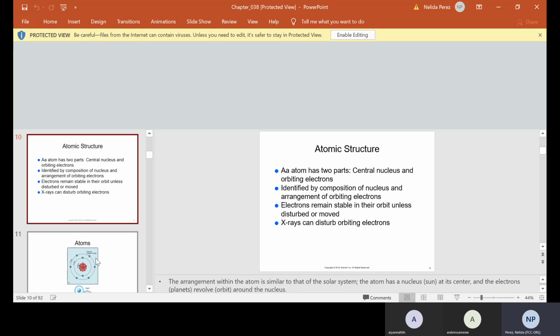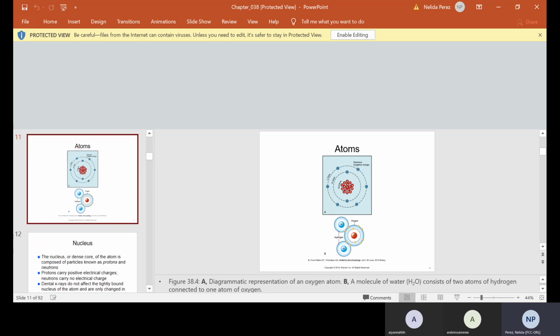It's identified by the composition of the nucleus and the arrangement of orbiting electrons, and electrons remain stable in their orbit unless disturbed or moved. X-rays can disturb orbiting electrons, and here's a picture of it. Again, you want to look closely into it. Look in your Kindle, okay?